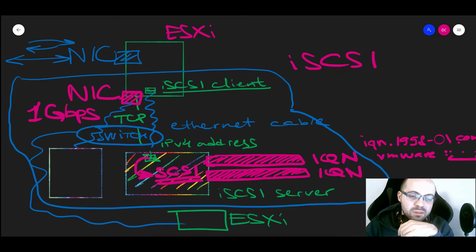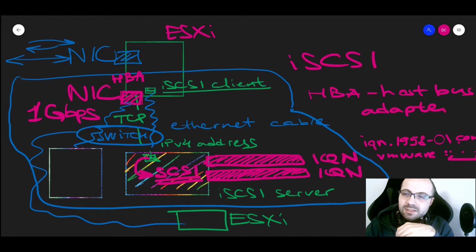One more thing that could technically optimize this is that the specific adapter used for iSCSI could be HBA, host bus adapter. So HBA, host bus adapter, is a specific type of network card which would be optimized and allow bigger throughput for your specific purposes.